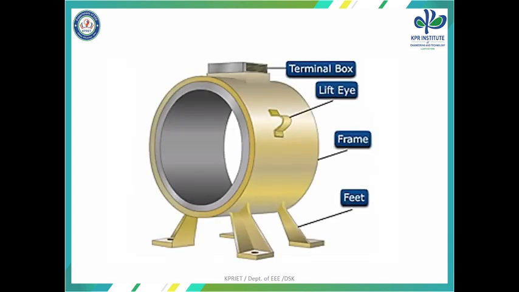This is the structure of the yoke and frame. It consists of the terminal box, the lift eye which is used for pick and place, and here we have the frame and the feet. The feet are connected with the help of bolts for stable operation.